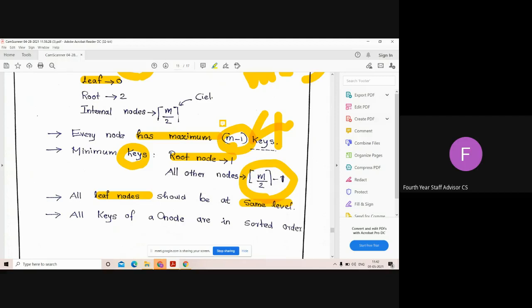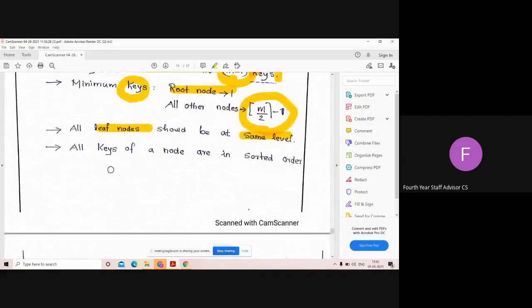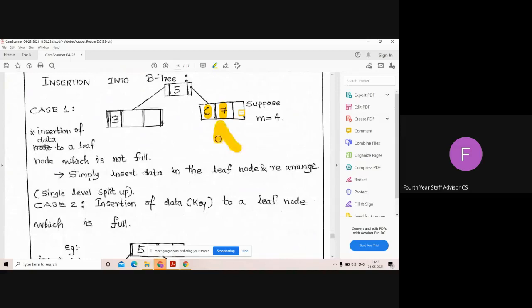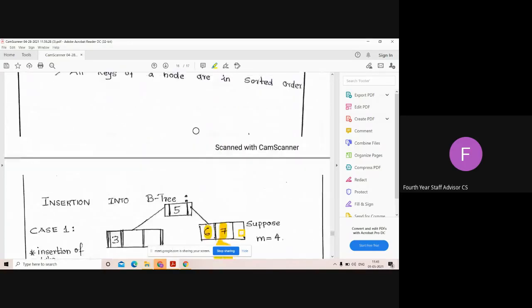Then all leaf nodes should be at the same level. That is another property. Next, another property is that all keys of a node are in sorted order. If you consider a node with two keys, 6 and 7, they are in sorted order.